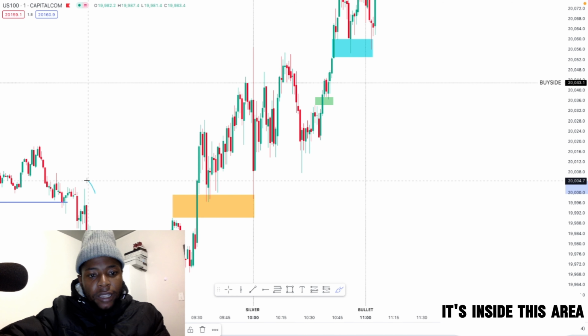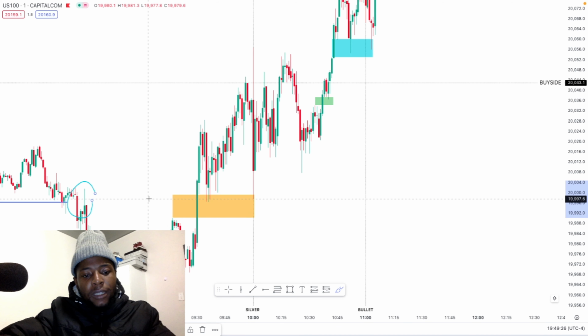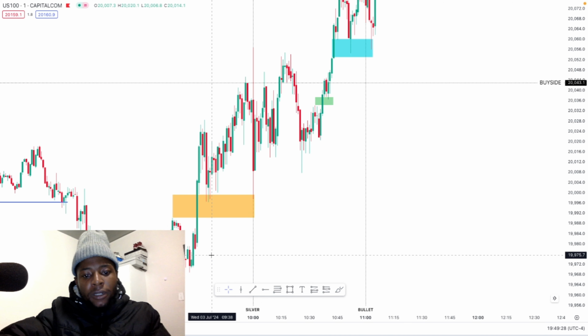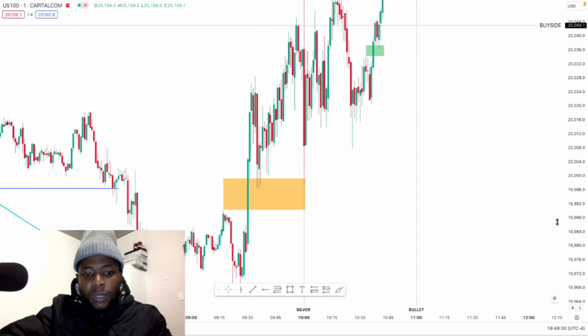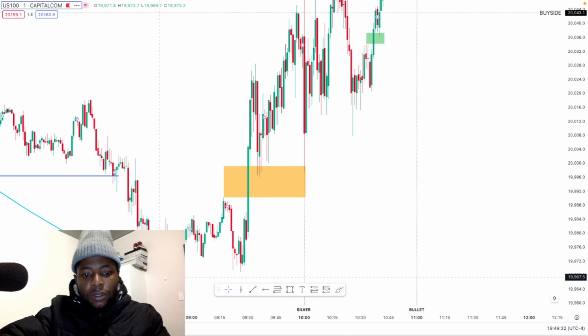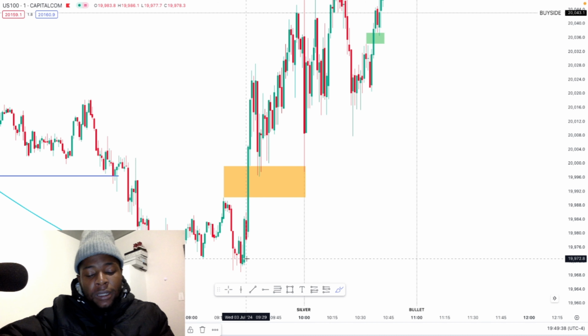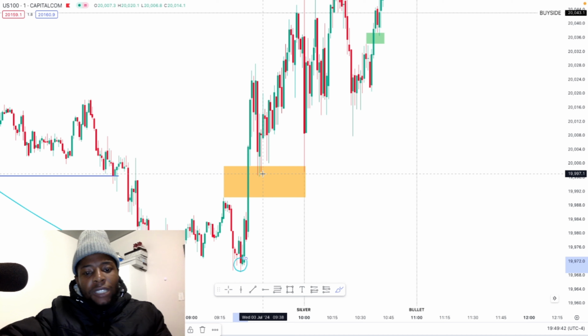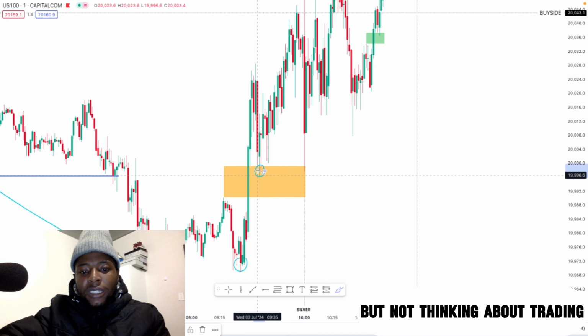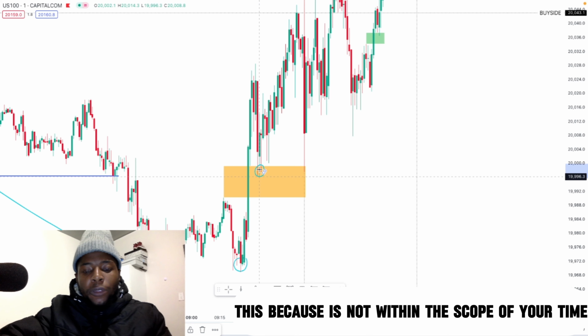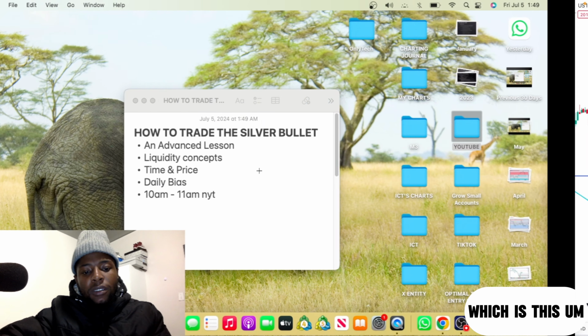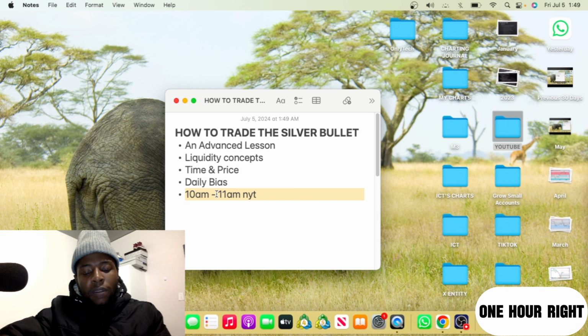It's inside this area, so it's in line with your market maker buy model conditions. You had smart money reversal at this low. At this low was our smart money reversal. This was our area of low risk buy, right? So this is gonna be our first stage, but you're not thinking about trading this because it's not within the scope of your time, which is this 1 hour, right?